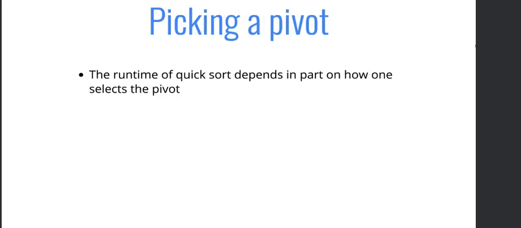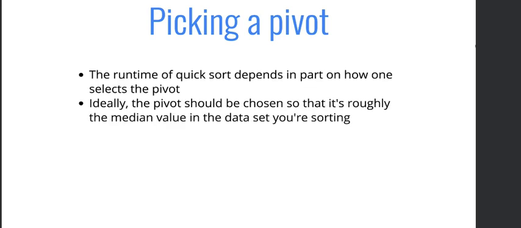The first thing to discuss: picking a pivot is actually an important decision. The runtime of quicksort can change depending on where you pick the pivot from. Ideally, it should be chosen so that it's the median value in the data set. If we could perfectly get it, we would pick the middle value of our sorted data so that the left and right sides are equal. But that's not very easy to do. We don't know what the data itself is and how it's ordered. That's the whole point of trying to order it.